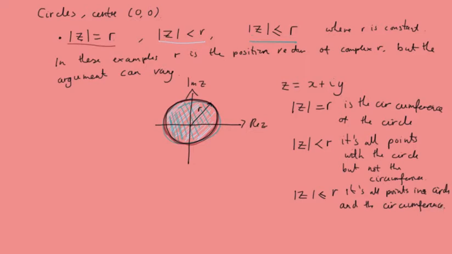So let's do some examples on separate Argand diagrams. Sketch the following. Sketch these loci. So firstly, we want to do modulus of z equal to 5.